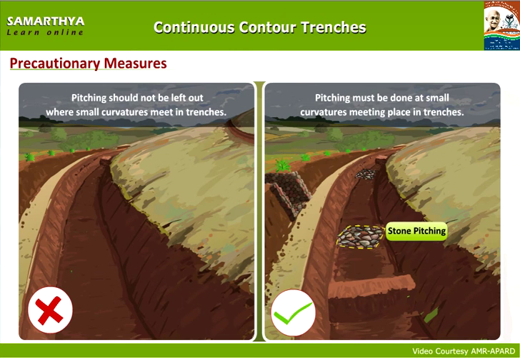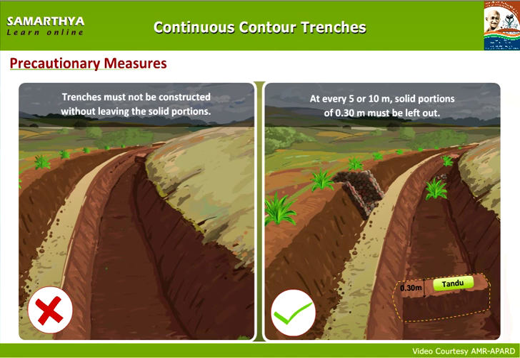Pitching should not be left out where small curvatures meet in trenches. Pitching must be done at small curvatures meeting places in trenches. This will prevent erosion at the bottom of the trench.